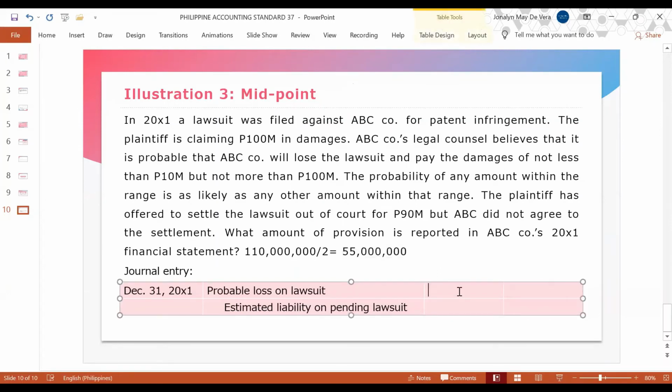So to record the provision, debit probable loss on lawsuit 55 million, and credit estimated liability on pending lawsuit 55 million. So that is how we record the provision.